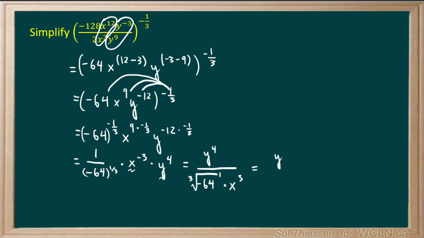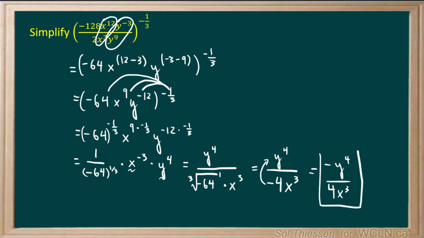So now we have y to the power of 4 over the cube root of negative 64 to the power 1. The cube root of negative 64 is negative 4. We have y to the power 4 over negative 4x cubed, and then we can just move this negative into the numerator. So we'll have negative y to the power 4 over 4x cubed. That's the final answer for this problem.